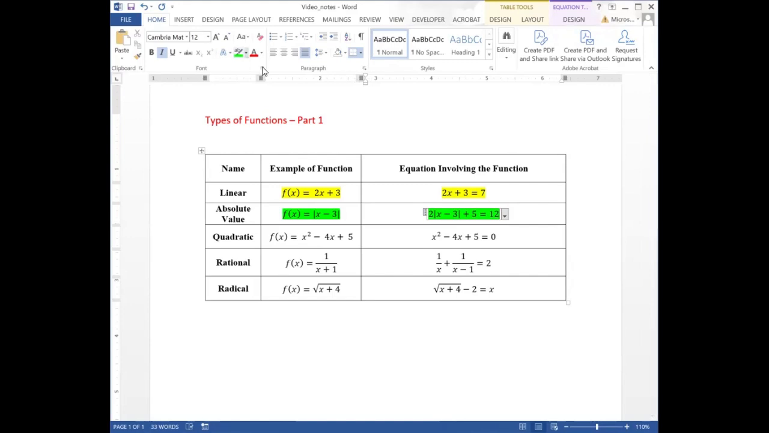Another function we will discuss is the quadratic function. In a quadratic function, the variable is raised to the second power. So this is the function, and again, if we set it equal to some number, then we say this is a quadratic equation.